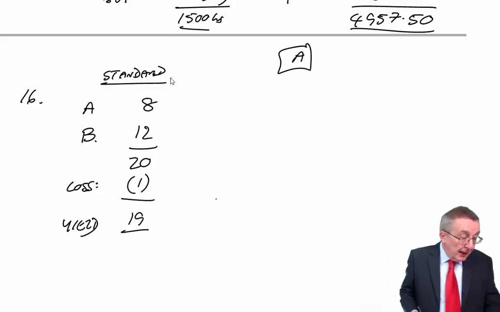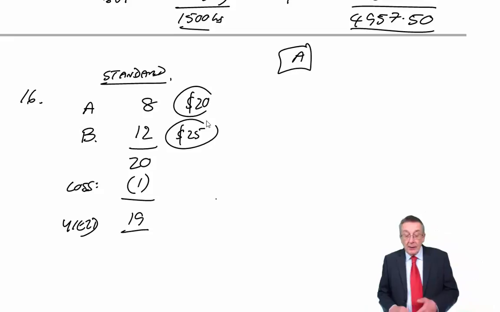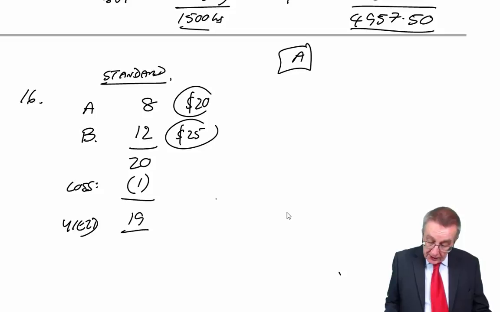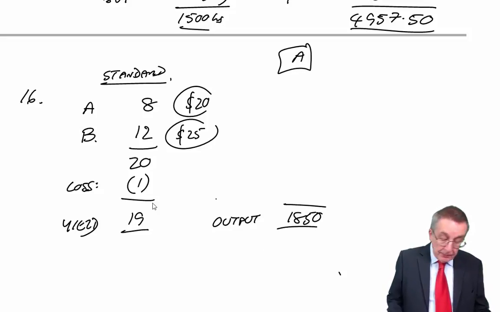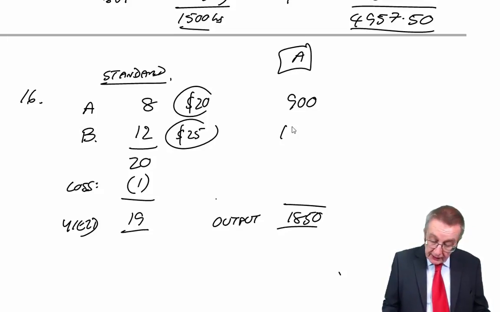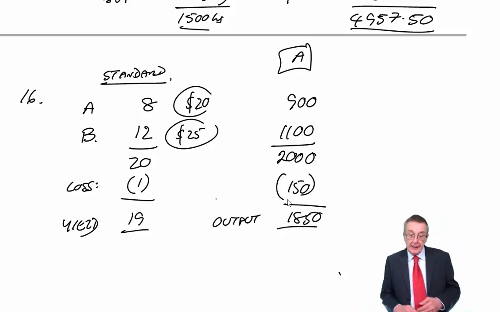During September, chemical A has a standard cost of 20 per litre. Chemical B, standard cost of 25. Anyway, that's standard. What actually happened: 1850 litres were produced. The output was 1850. There was a total input of 900 of A, 1100 of B. So we put in 2000 litres. We lost, therefore, 150.